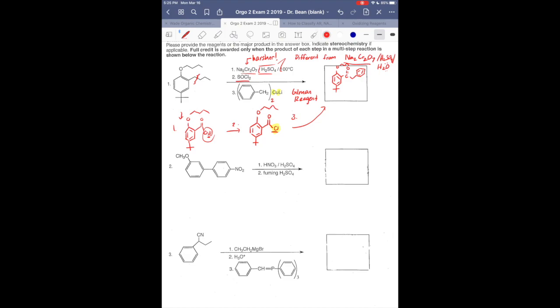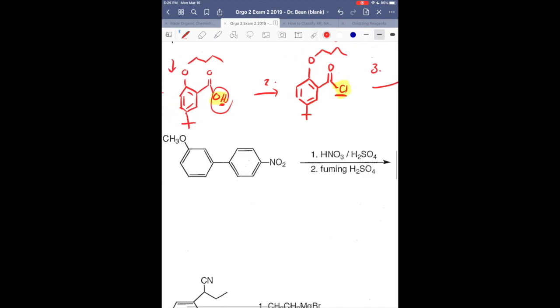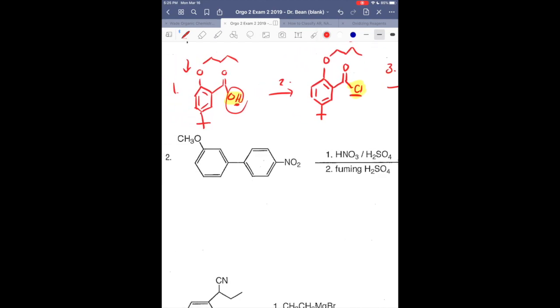That's going to be specific to your acid chlorides, right? This is not going to react with the carboxylic acids. That's the whole reason why we had to do the number 2 step in order to replace it with the acid chloride, the chlorine. Okay. So now let's work on number 2.